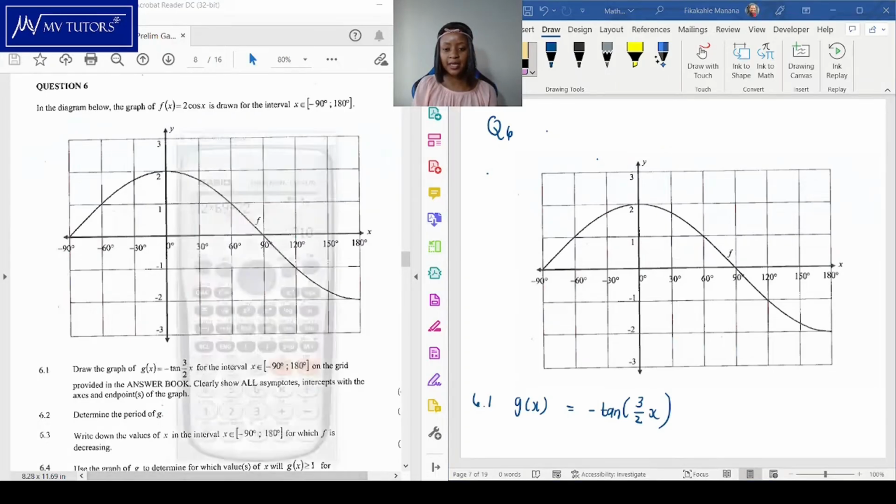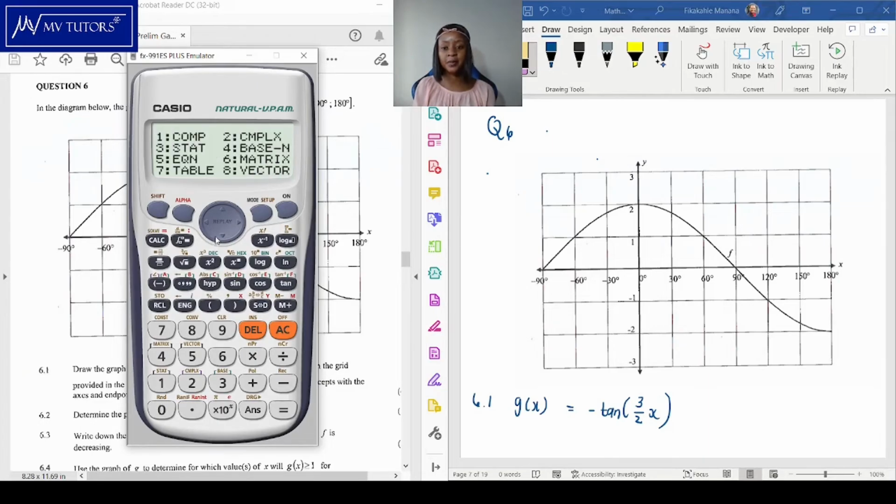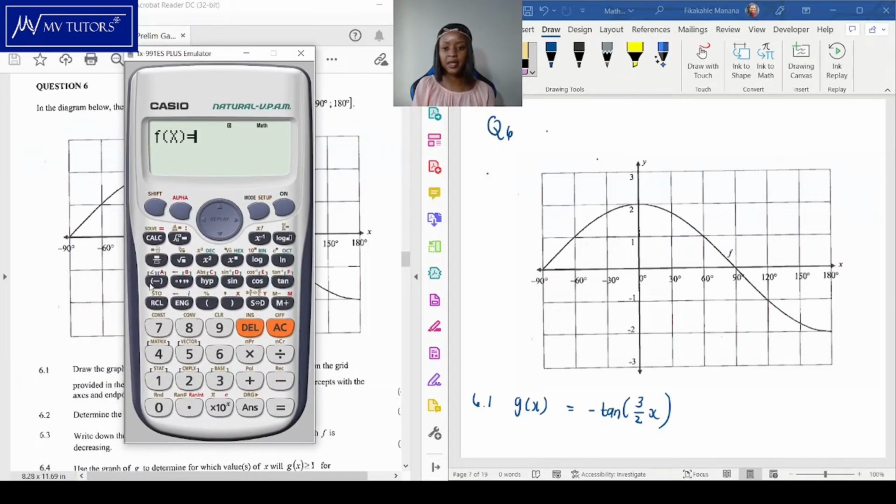But we're going to use our calculators here. We're going to go to the table function. I think on your calculator, if you're not using this one, it will be option 3. And we're going to write the equation as it is. We don't want to complicate our lives because we can see here the period has changed. So we don't want to think too much. We just want to put it in the calculator and hope for the best. So we are starting at negative 90 and we are ending at 180, and we're going in steps of 30 degrees.